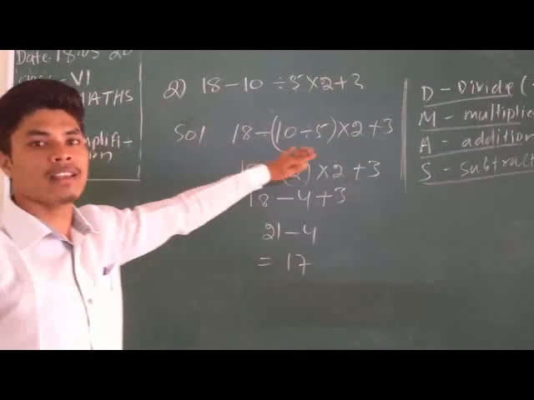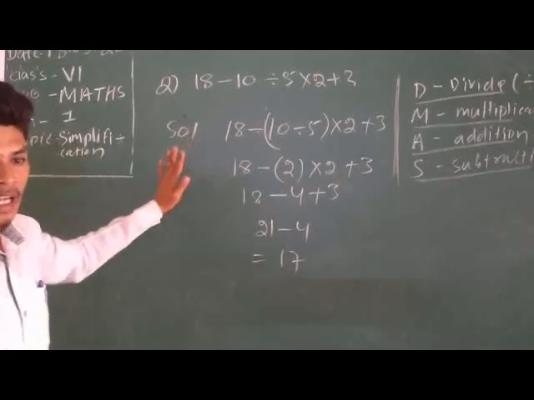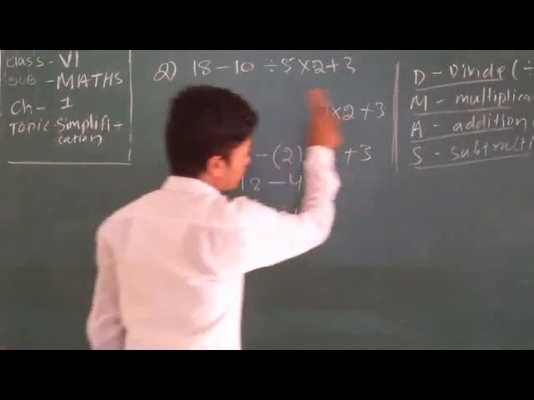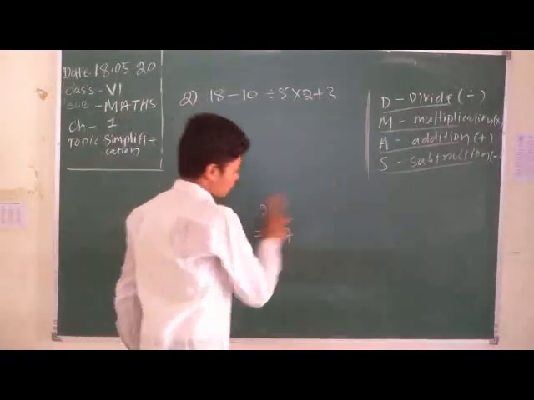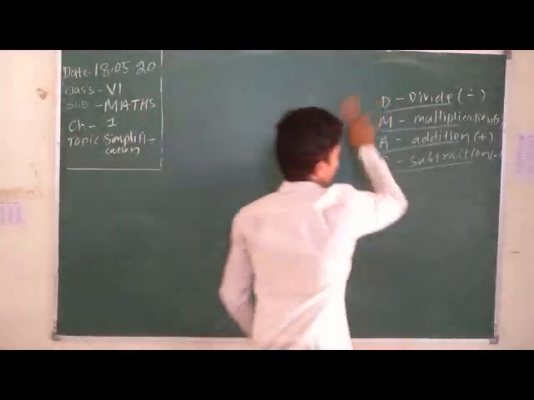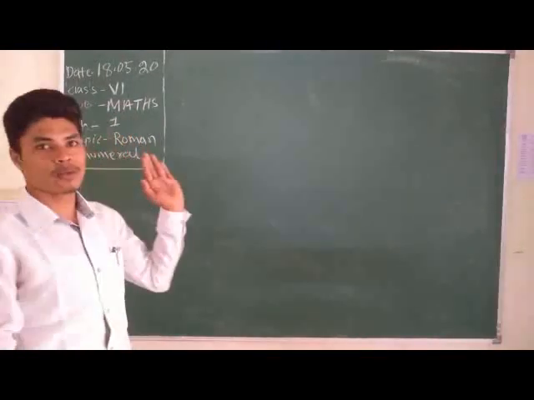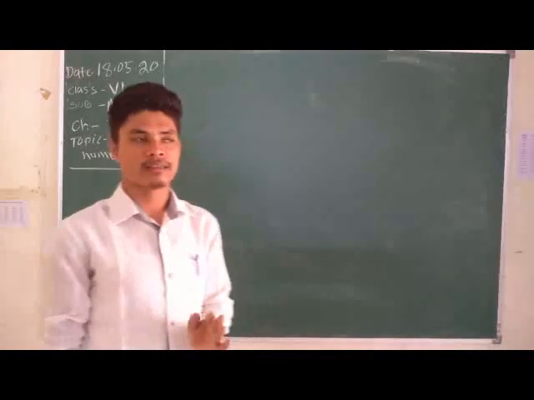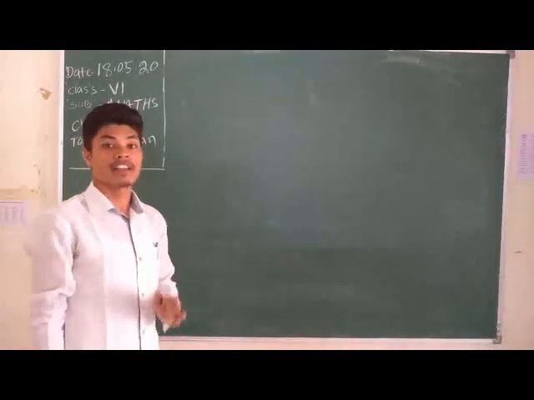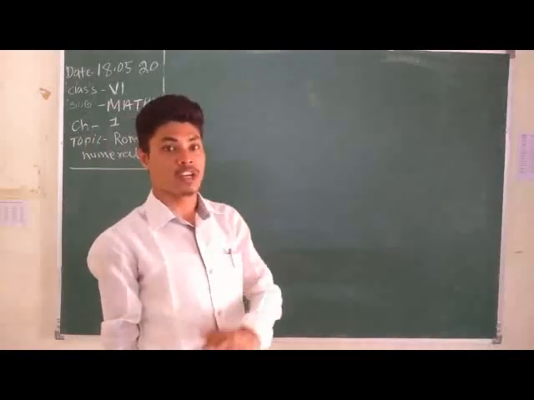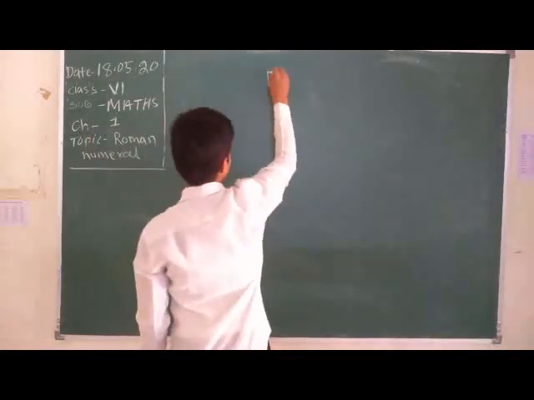Clear? Now we know about Roman numerals. What is a Roman numeral? Now all of you know about simplification using the DMAS rule and using brackets. Now we know about Roman numerals. Already you know about Roman numerals and Hindu Arabic numerals. First we know about the Roman numeral.